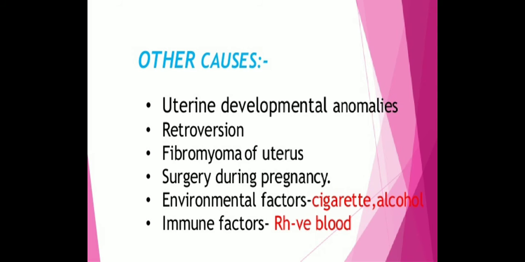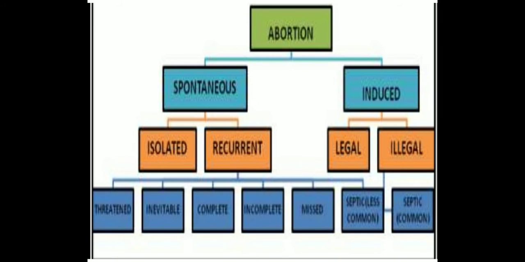Other than maternal and fetal causes, the other causes of abortion are uterine developmental anomalies. If the uterus is bicornuate, or it is inverted or retroverted, that is a uterine abnormality. Retroversion of the uterus, fibromyoma of the uterus, surgery of the uterus during pregnancy, environmental factors like intake of cigarettes and alcohol, and immune factors like Rh negative blood group. All these are causes of abortion. So basically it is divided into spontaneous and induced, and mainly we will be talking about spontaneous abortion.